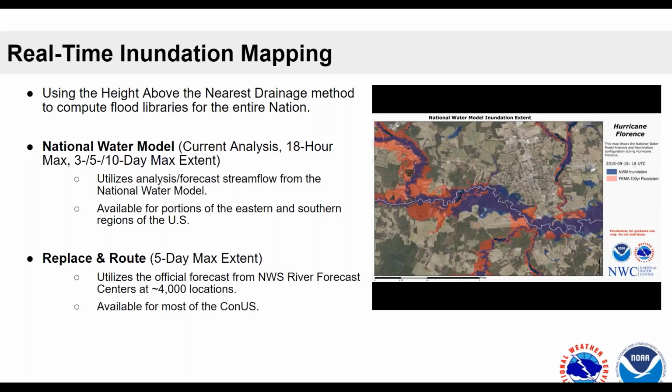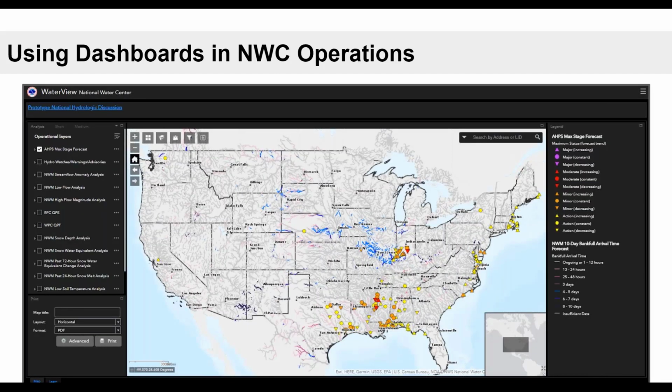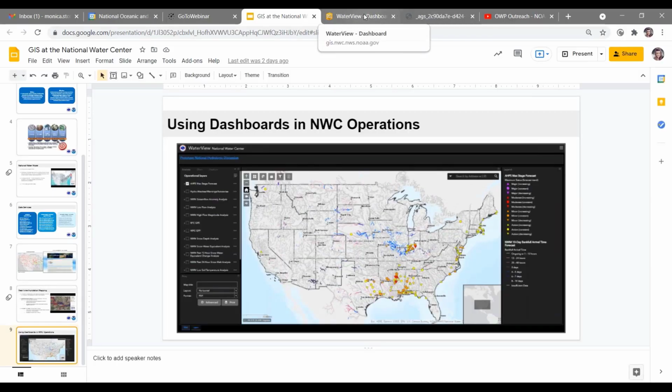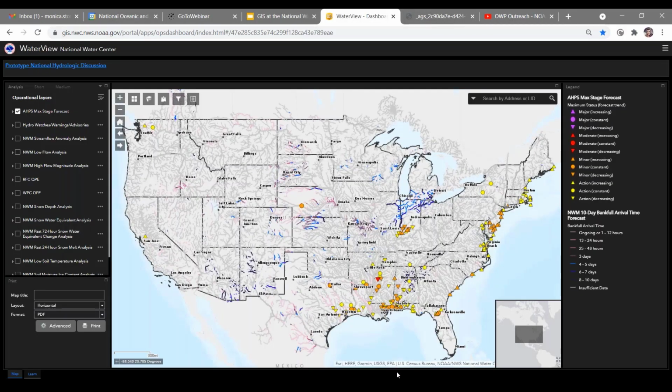So this is some of the type of information that we're working on developing and providing to stakeholders at the National Water Center. So in addition to providing those real-time data services, we also do utilize web maps and custom web applications within our operational workflows as well. And so what I'm going to do now is exit PowerPoint and do a little demonstration of one of our custom web mapping applications.